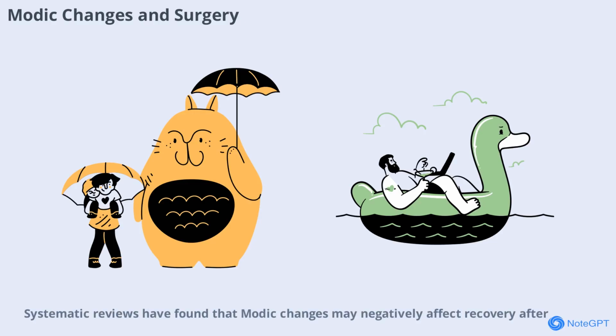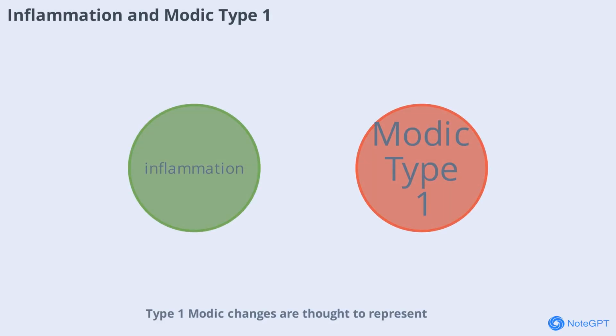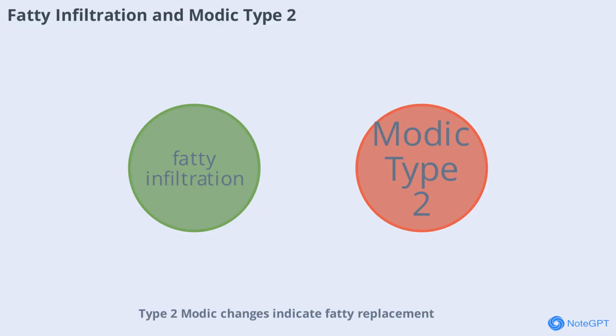Systematic reviews have found that Modic changes may negatively affect recovery after discectomy but could be associated with better outcomes after total disc replacement. The type of Modic change and the surgical procedure both play roles in determining prognosis. Type 1 Modic changes are thought to represent an active inflammatory process in the vertebral end plates. This stage may be more responsive to anti-inflammatory treatments, but it can also progress to the more chronic fatty type 2 stage over time. Type 2 Modic changes indicate fatty replacement of bone marrow in the vertebral end plates.